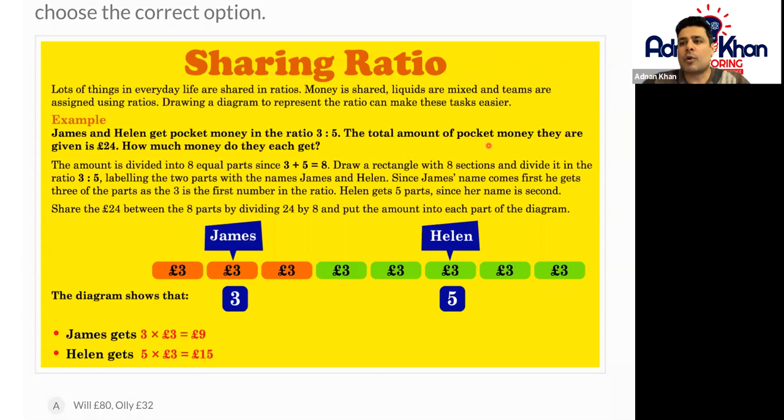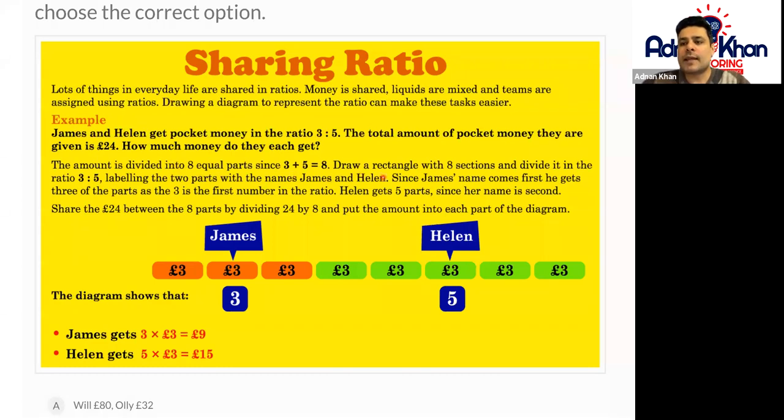The total amount of pocket money they are given is £24 in total. How much money do they each get? Well, the amount is divided into 8 equal parts. Why? Because 3 add 5 becomes 8. You can see that here.